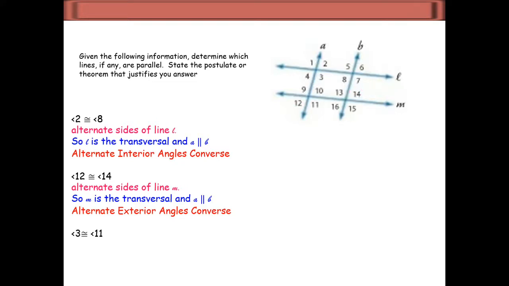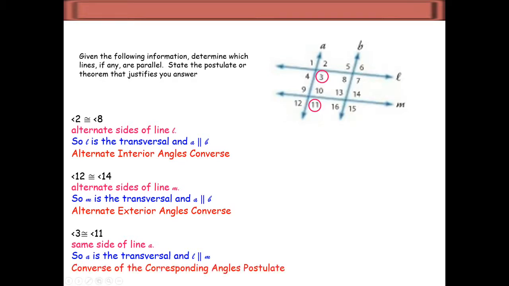If we look at angles 3 and 11, we can see that angles 3 and 11 are on the same side of line A. We then know that line A becomes the transversal, and since A crosses lines L and M, those are the lines that are parallel. And 3 and 11 are corresponding angles, so our reason would be the converse of the corresponding angles postulate.